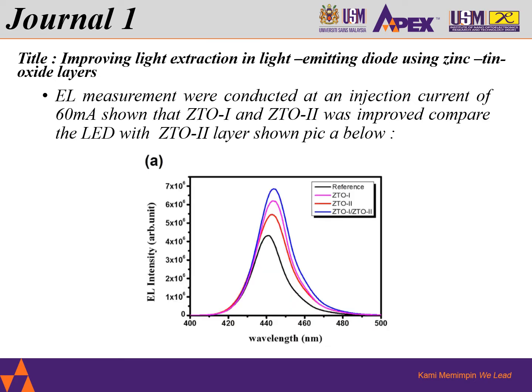Another method of characterization is that we also perform an injection current of 60 milliampere. This shows that the devices with ZTO1 and ZTO2 improved compared to the reference LED. You can see on the graph below that ZTO2 increased more compared to the others.